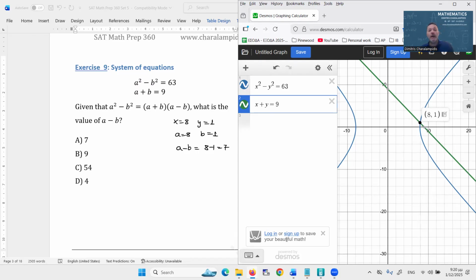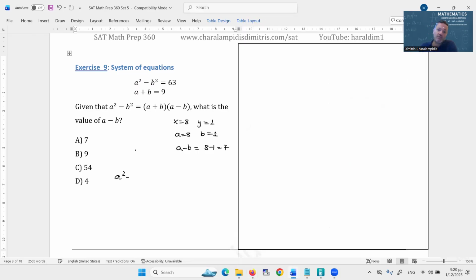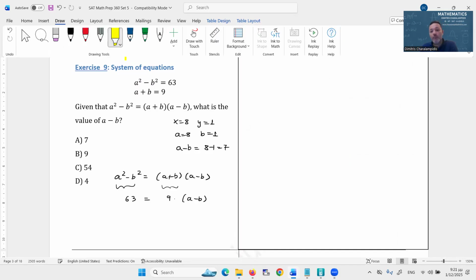Now, let's see how we can use the difference of squares, which is suggested by the exercise. We know that a squared minus b squared is equal to a plus b times a minus b. But we were given that a squared minus b squared is equal to 63. Not just that, we were also given that a plus b is equal to 9. And we need to find the value of a minus b.